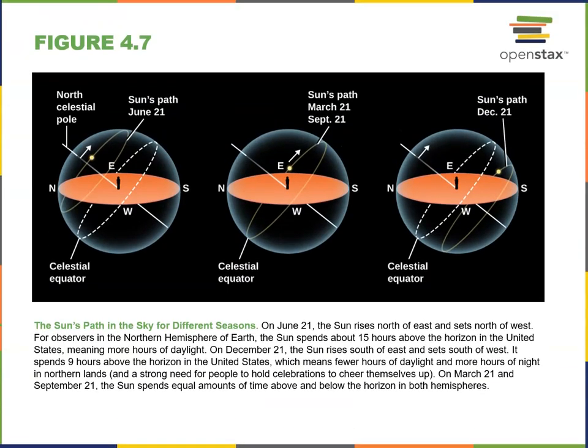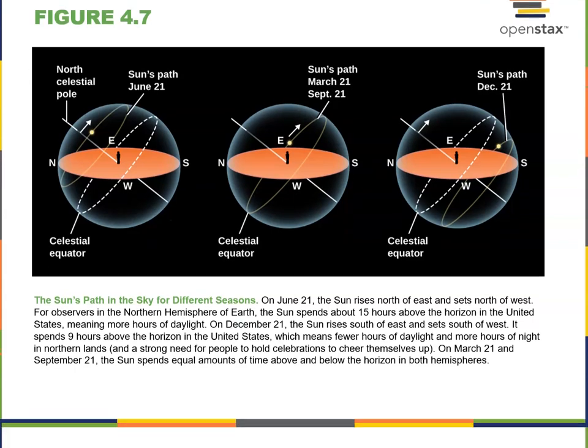So in the summertime, we have longer days, and in the wintertime, we have shorter days due to the amount of time the sun is spending with each hemisphere.